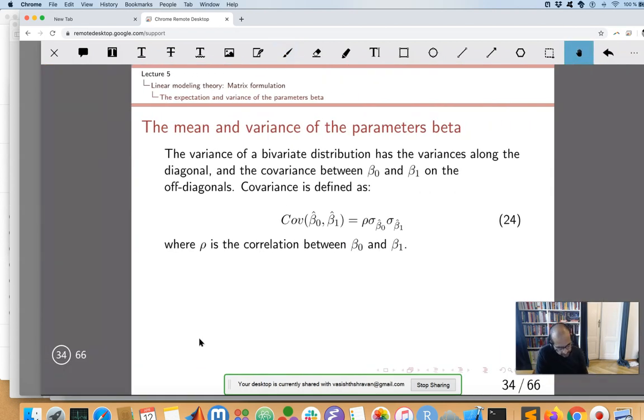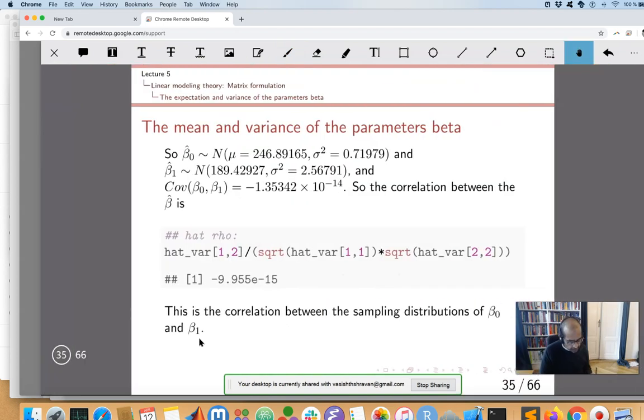So that's what I'm going to do now. The correlation is defined like this. These two numbers are known, so we're going to figure this number out. So this correlation between the, okay, this is wrong here. It should be beta 0 hat and beta 1 hat, the estimators. Covariance between beta 0 hat and beta 1 hat. I will fix this in the slides. I hope I remember to do that.